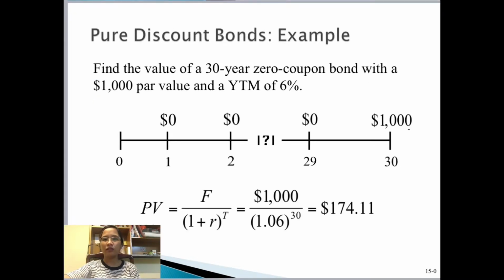So we come to the example about finding the present value for a 30-year zero coupon bond with a 1000 par value and a YTM of 6%. To calculate the present value, you take 1000 divided by 1.06 to the power of 30, and then you get a result.